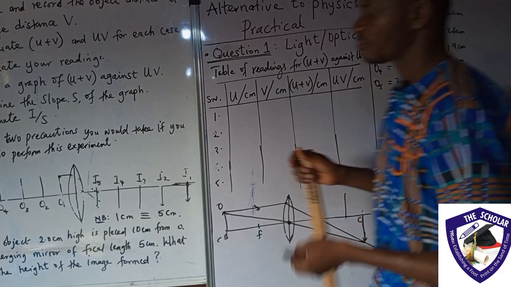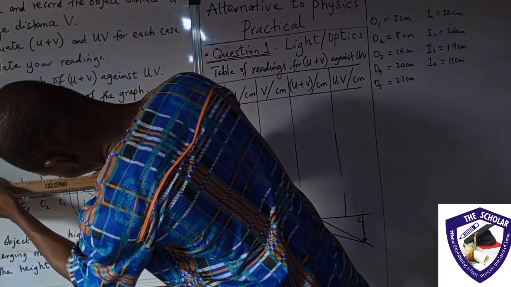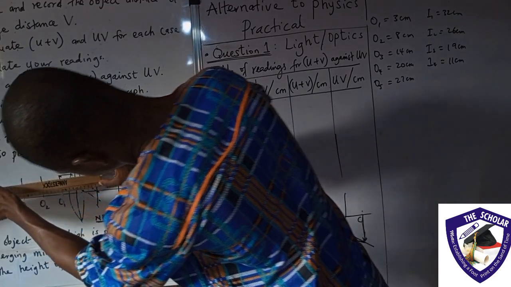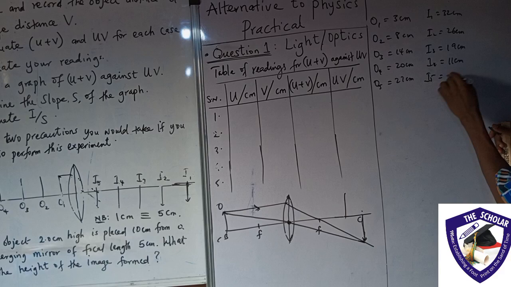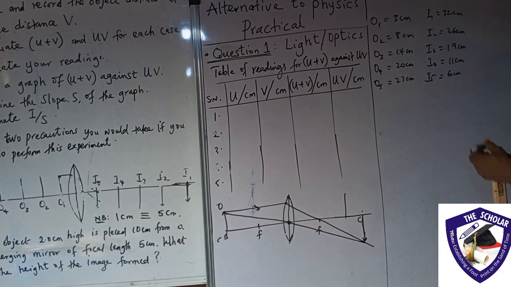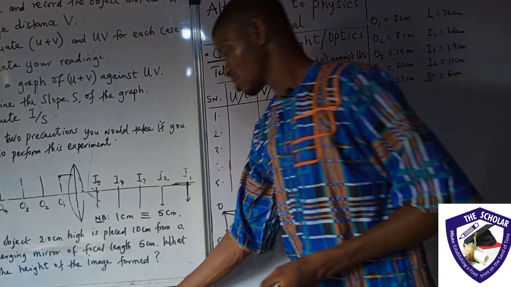And lastly, my I5 is going to be what? 6 centimeter. I5 is equal to 6 centimeter. So we are through with what? The carrying out the experiment.